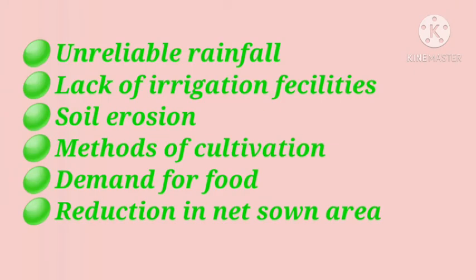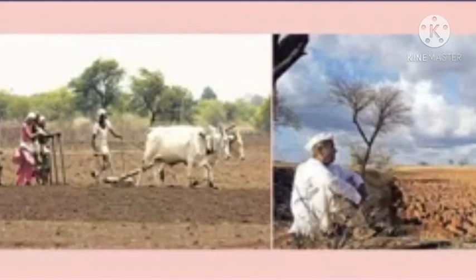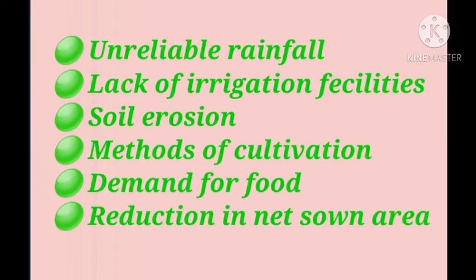Okay, then our first point is unreliable rainfall. We have learned in the chapter Climate of India that we experience monsoon rainfall. This monsoon rainfall is highly unreliable. That means it is uncertain, irregular, unevenly distributed, and cannot be predicted. It is erratic in nature. So these features lead to the drawback of productivity in the agricultural sector.